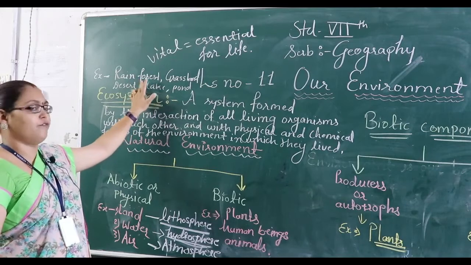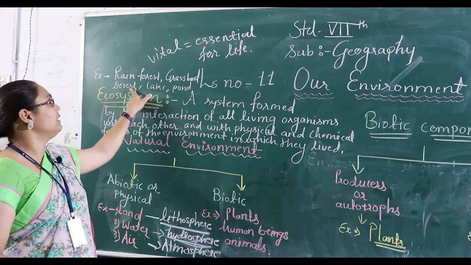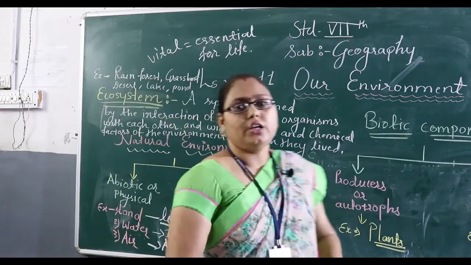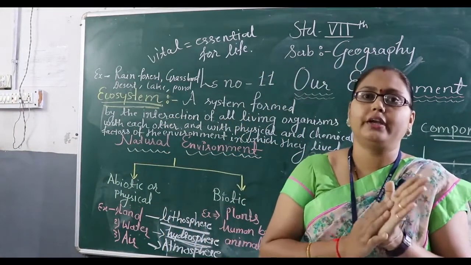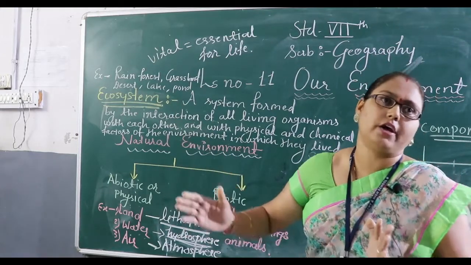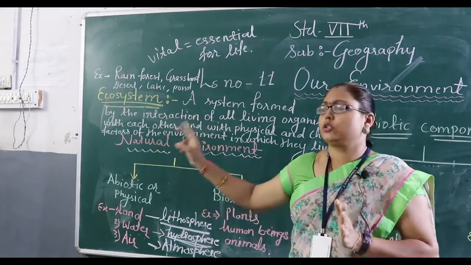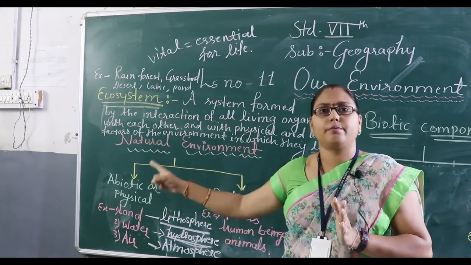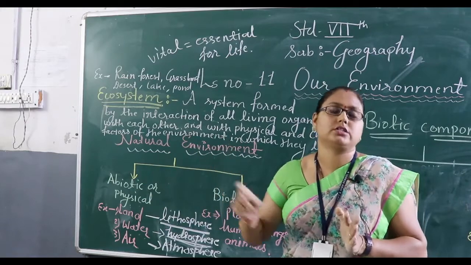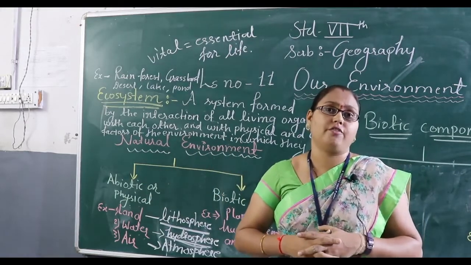Examples are rainforest, grassland, desert, lake, and pond. Okay, now we learn about the human environment. Now we learn the natural environment. Natural environment components are of two types, biotic components and abiotic components. That means the living things and non-living things. Now we learn the human environment.